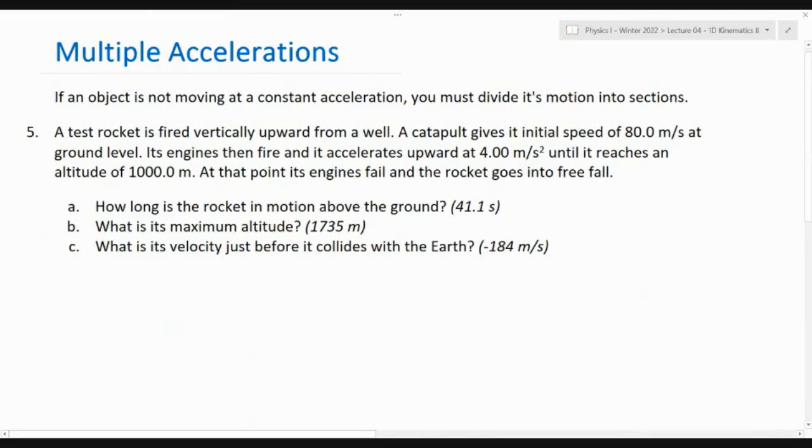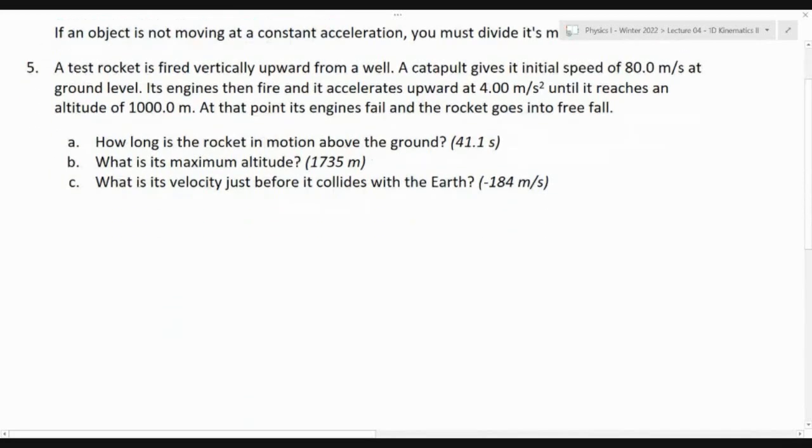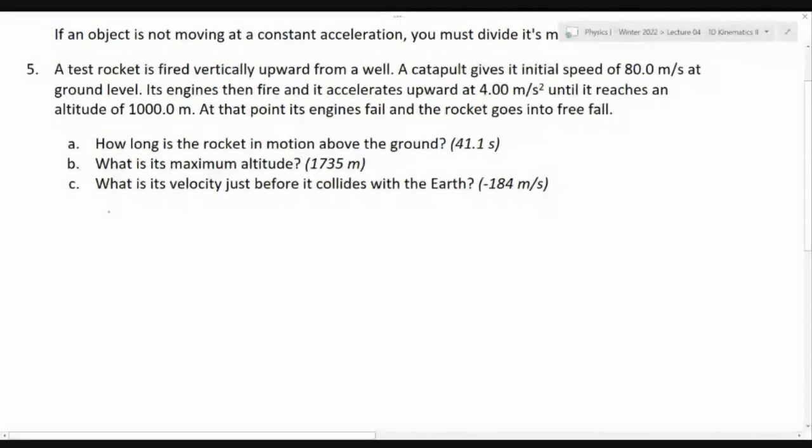So let's draw a picture of what this looks like. So we have a test rocket fired vertically upward from a well. A catapult gives it an initial speed of 80 meters per second. Okay, let's draw this.